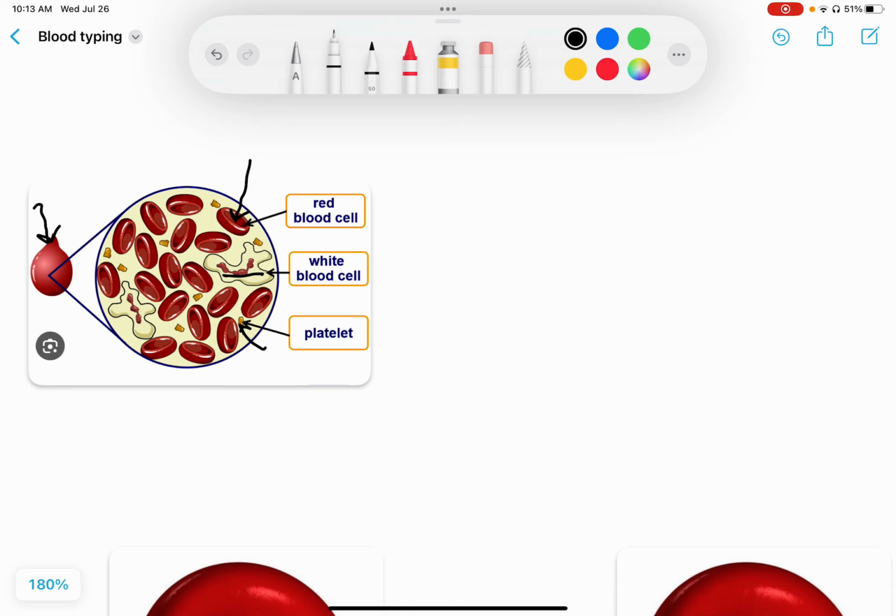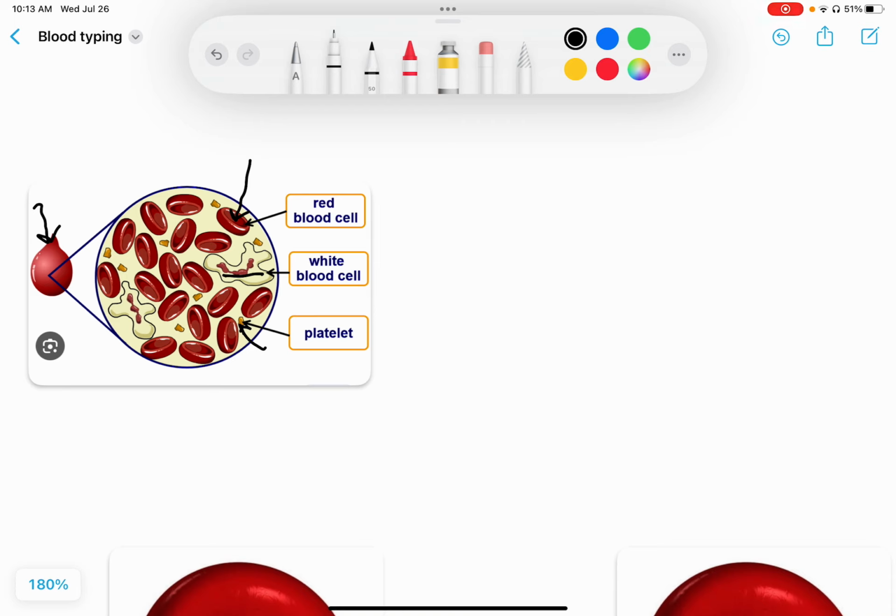But then all of that tan stuff holding all of the cellular components is called your blood plasma. And that's where your antibodies are found. So remember, antibodies are there to fight off foreign things. In this case, the antibodies are there to fight off foreign blood types. But you may have heard about antibodies during COVID, right? If you got COVID, your body was making antibodies to fight it off. So every day you make antibodies to fight off foreign blood types.